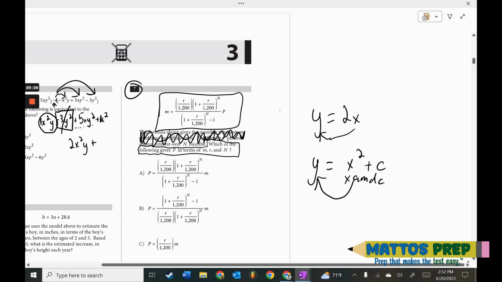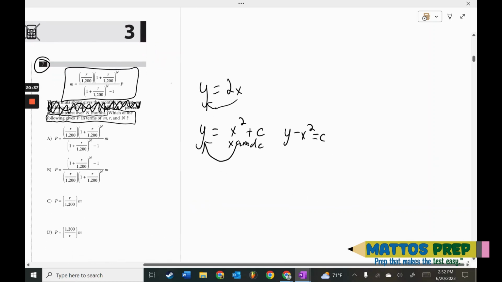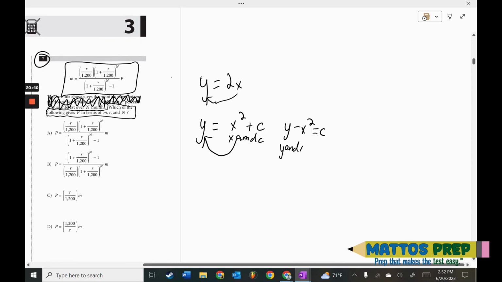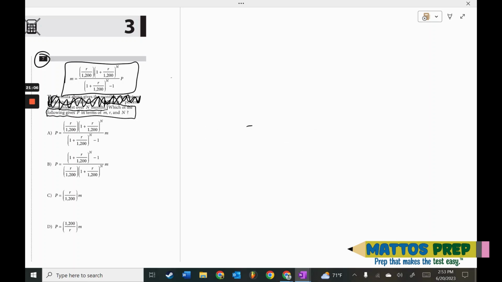Does that make sense? If we wanted to get this exact equation in terms of x and y to give c, it would be y minus x squared equals c. This is in terms of y and x to give c, because c is alone. Does that make sense now? So if the equation is giving you something, that has to be alone, and the "in terms of" has to all be on the same side.